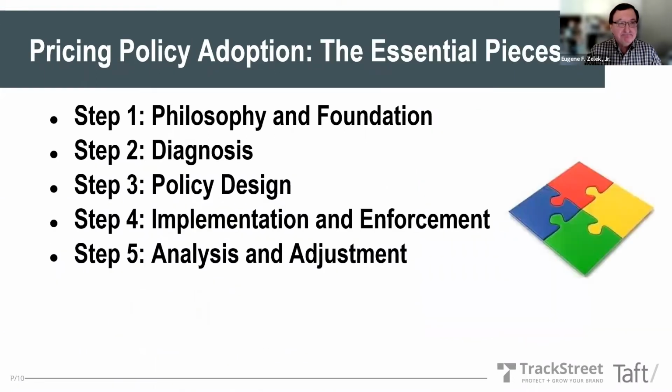Next. So if you're going to adopt a policy, and let's take a half step back here. Some of you on this webinar have existing policies. So we usually approach this from the point of view of either adopting a policy, you haven't had one before, or modifying the one you have to make it work better. The process is essentially the same. The essential pieces are really fivefold. The first is you have to start with the philosophy and foundation. You follow that with diagnosing the problem, then designing the policy, implementing and enforcing it, and finally analysis and adjustment.